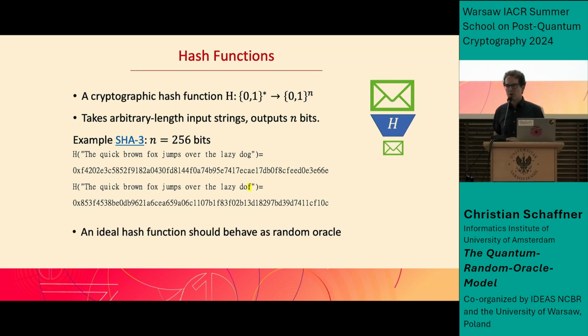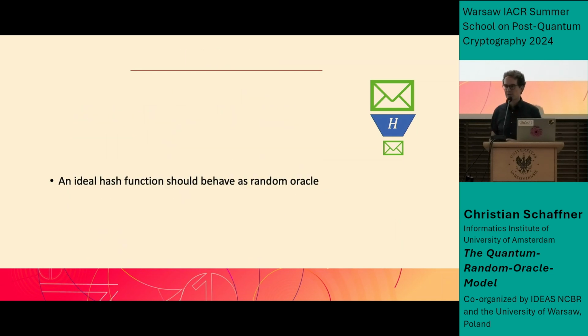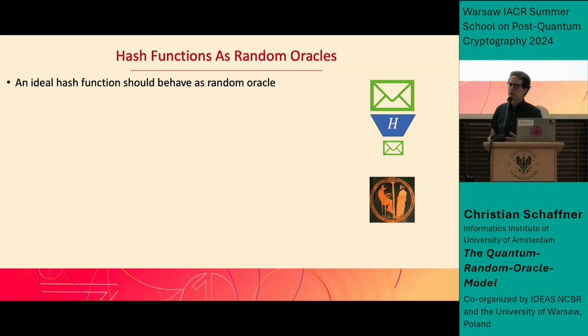And ideally, such an ideal hash function should behave as a random oracle. That's the thing that we just saw, which assigns random outputs to every different input. Whenever you put in something new, you will get a completely random output. Of course, a fixed function is not a random oracle. It's just a fixed function, specified on Wikipedia. But we want to model it like that. And this is exactly what the random oracle model does.